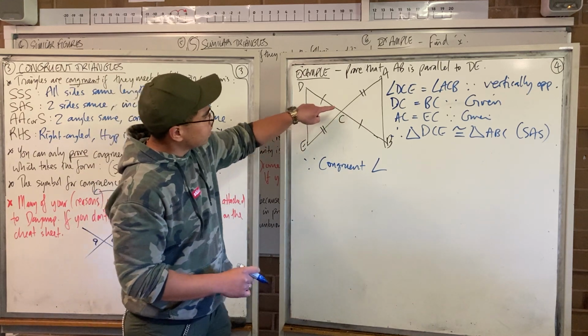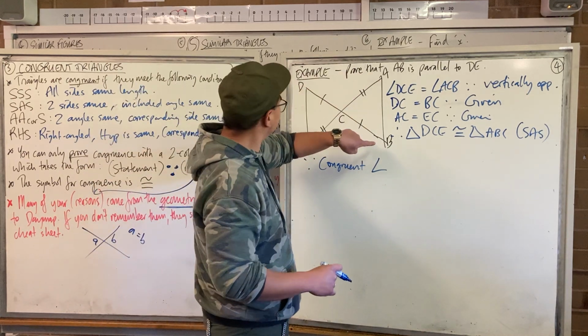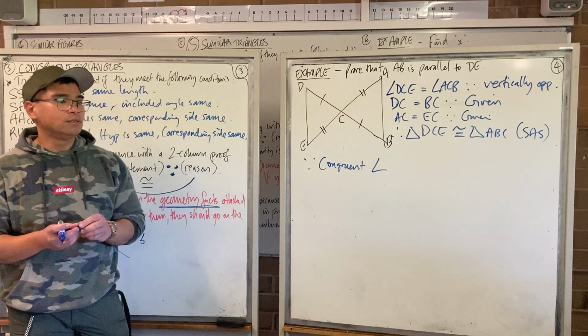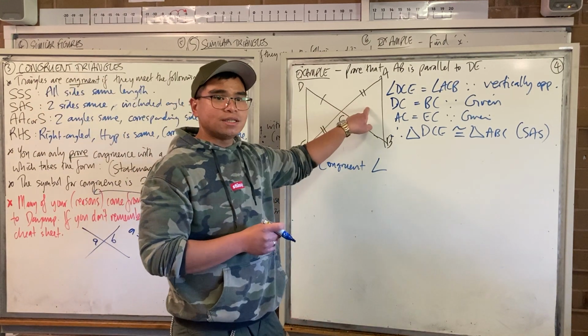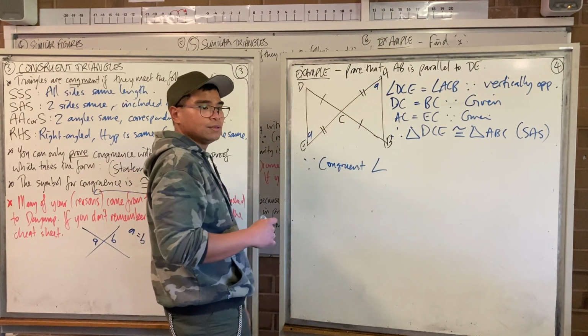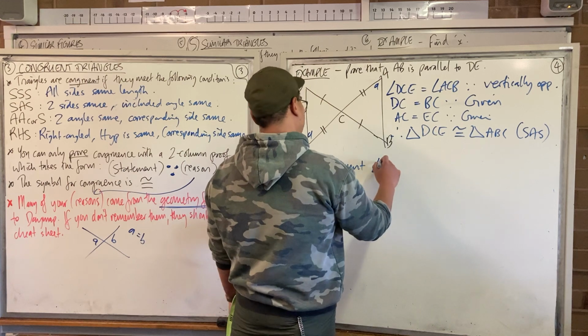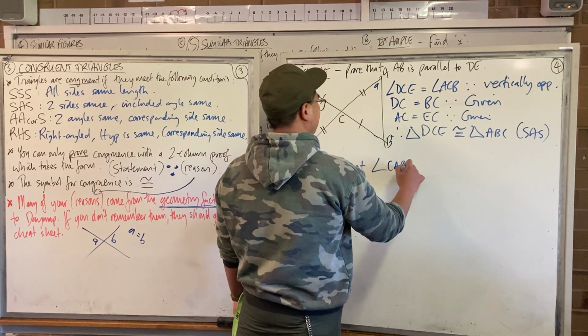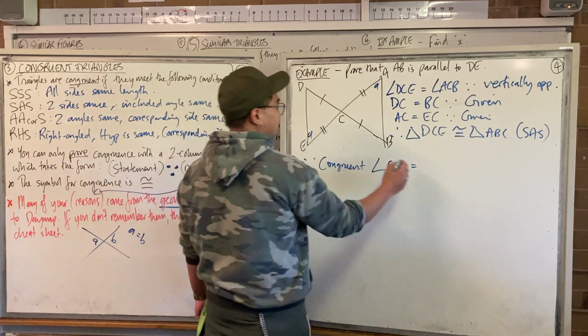What can we say about angle CAB and angle CED? Because they're congruent. You've proven that these triangles are exactly the same. Good. Congruent. Because congruent, angle CAB is equal to CED.